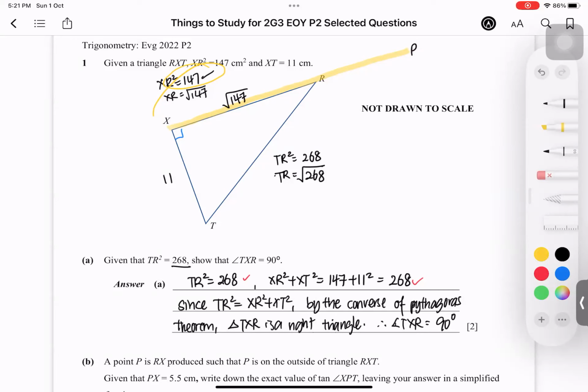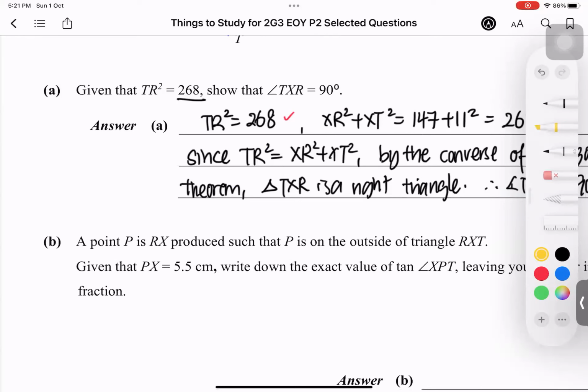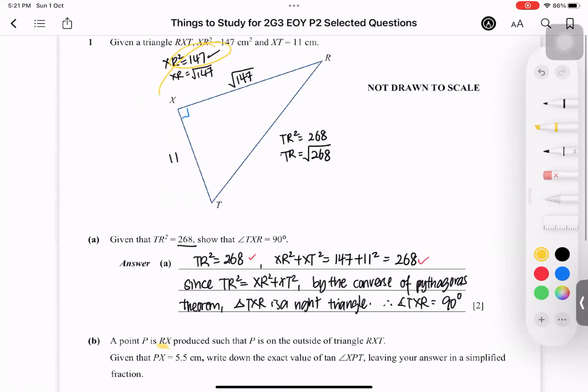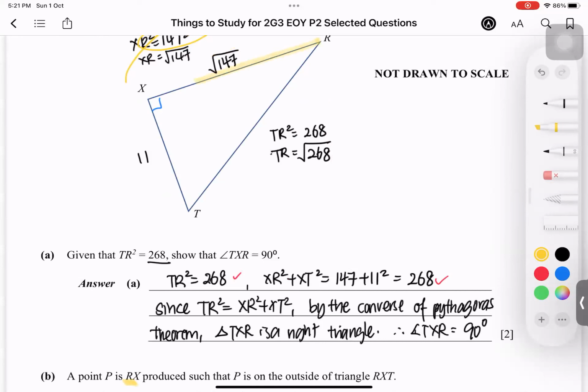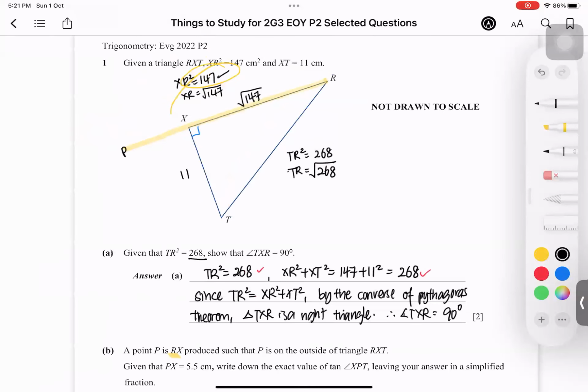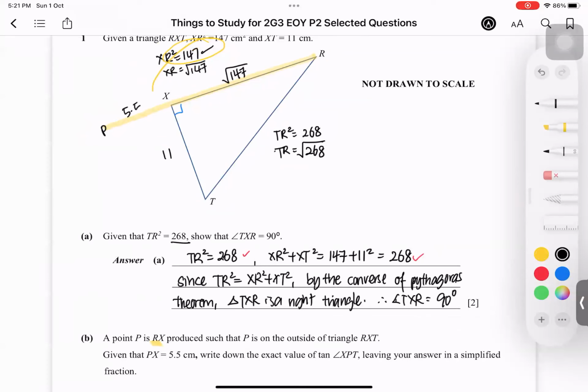Oh, so sorry, I draw in a different direction. This one is Rx produced, so it should be the other way around. Rx, R to X extended, produced to a point P. And they say that PX is 5.5 cm, right? Of course, if it's produced, then this one will be 90 degrees. Write down the exact value of tangent XPT.